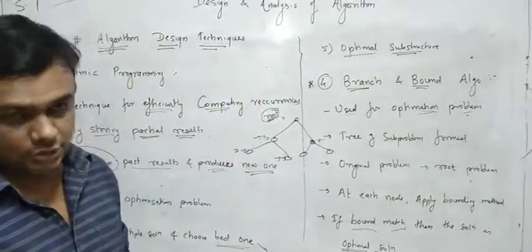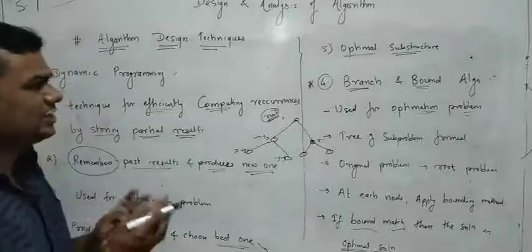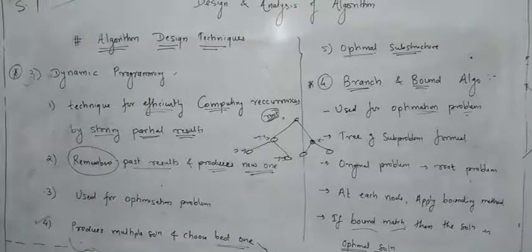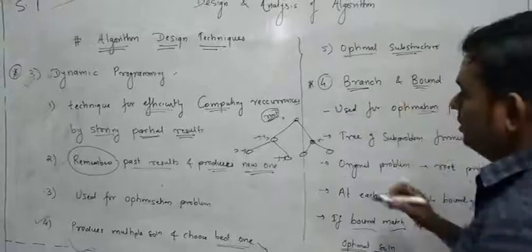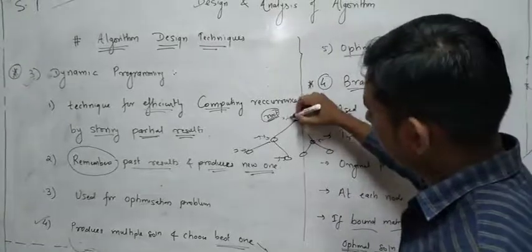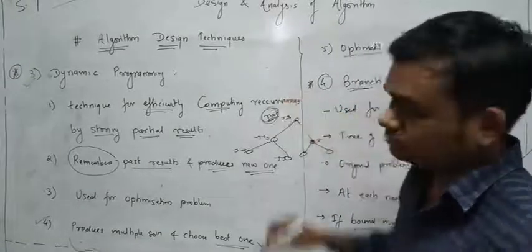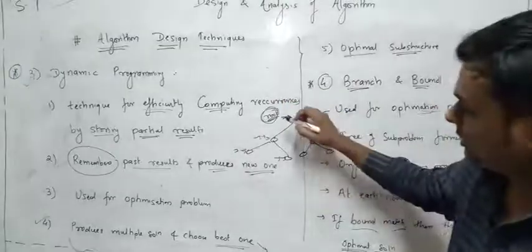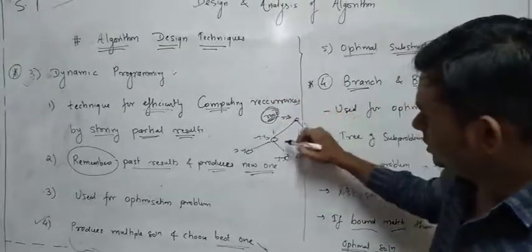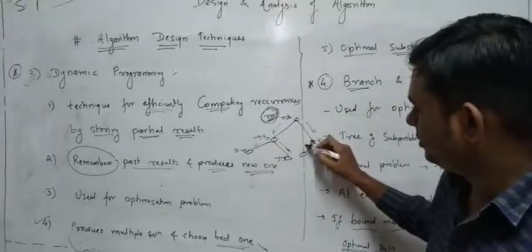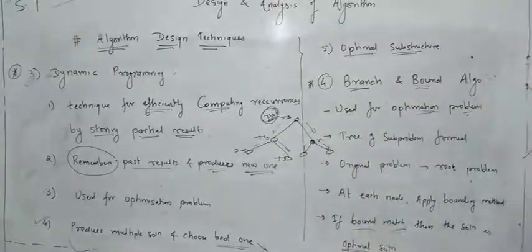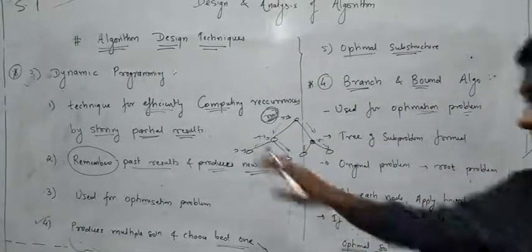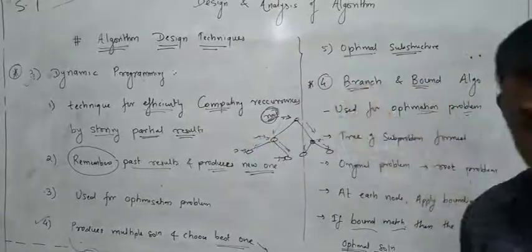So here, what is the difference between branch and bound and the others? In branch and bound, the root is the original problem, and we divide that problem into a number of subproblems in the form of branches. So that is the difference. So these are the two techniques. The first one is dynamic programming and the second one is the branch and bound algorithm.